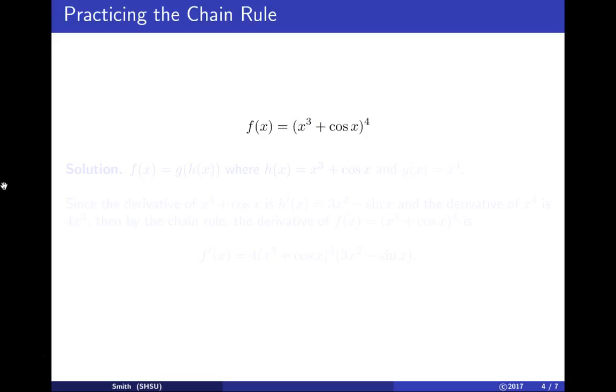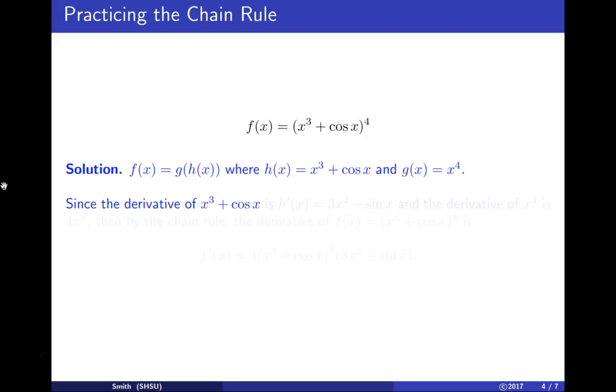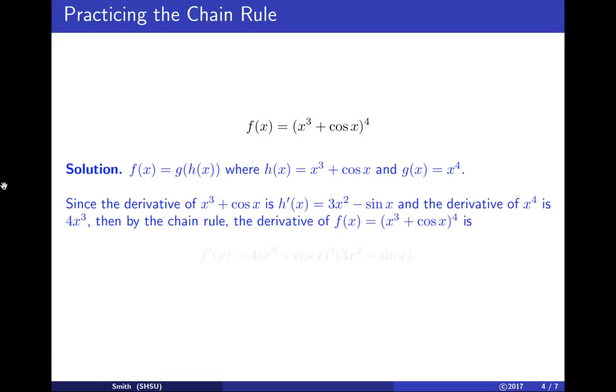Another problem. Suppose I have x cubed plus cosine x, all to the 4th power. Think of this as an inside part that's x cubed plus cosine x, and an outside part that is the 4th power function. So I'm going to think of h, the inside part, this way, and the outside part as the 4th power function. I know how to take the derivative of the inside part. It's 3x squared minus sine x. The derivative of the outside part is 4x cubed. So by the chain rule, the derivative of this quantity to the 4th power is 4 times that quantity cubed times the derivative of that inside part.